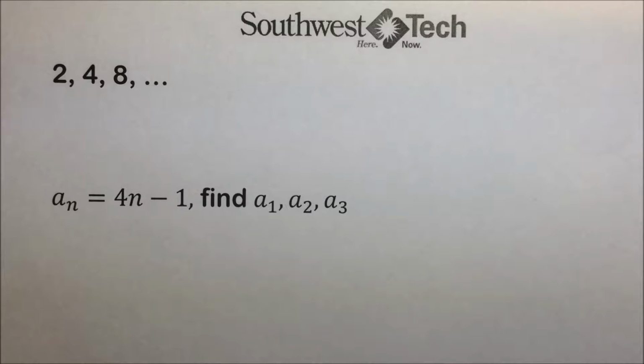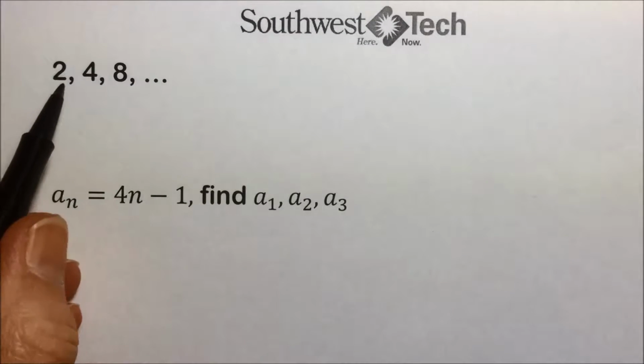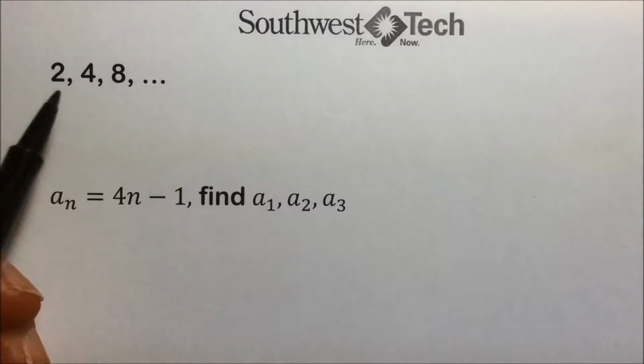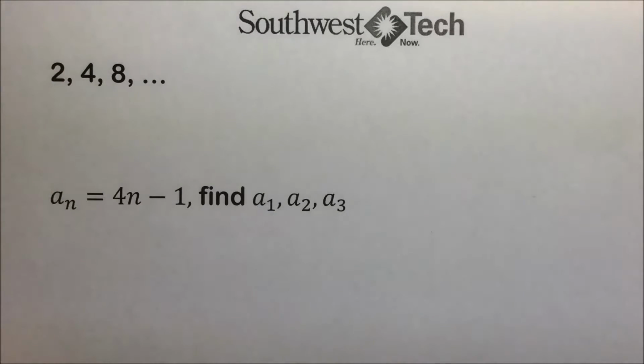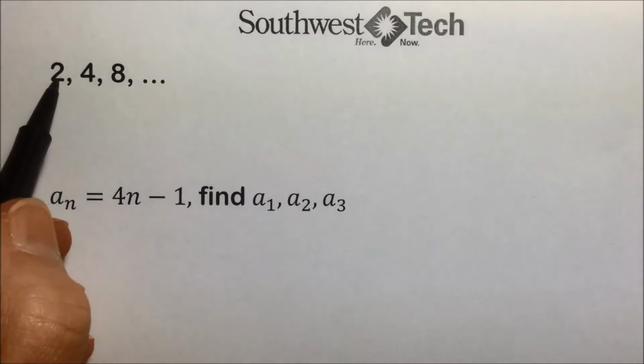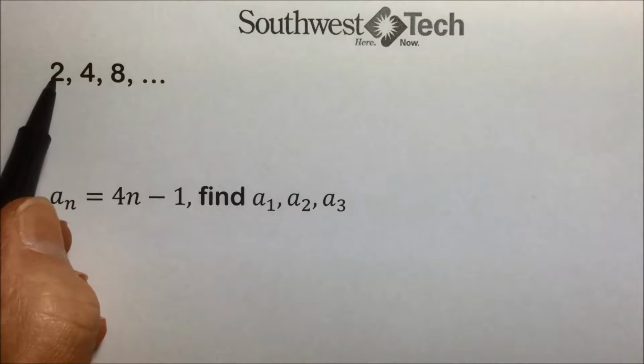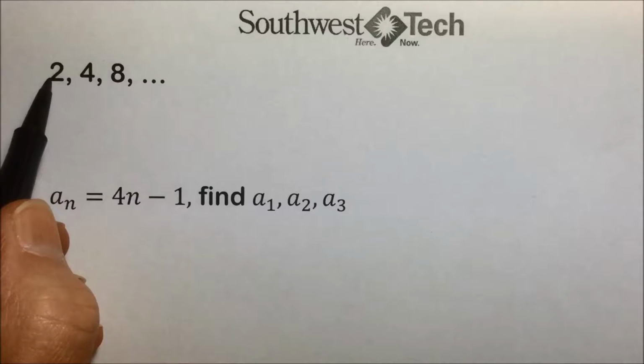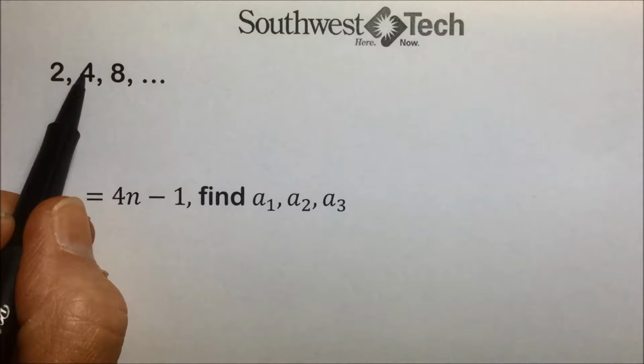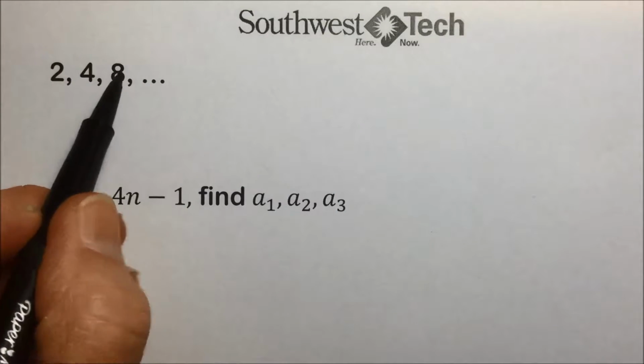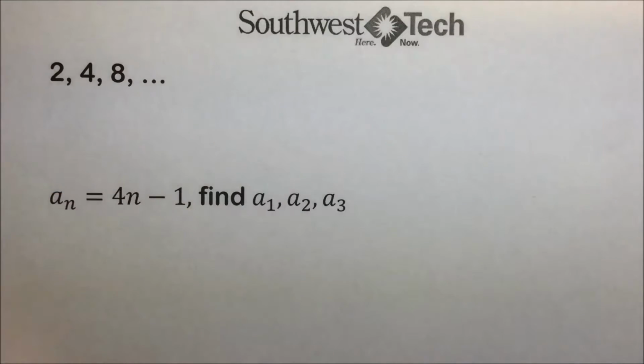Intermediate Algebra, Section 11.1, Sequences and Series. A sequence is quite simply an ordered list, and here I have an example of 2, 4, 8 with an ellipsis, meaning it continues on in this pattern. If we look closely, each one of the previous numbers appears to be doubling. 2 doubled is 4, 4 times 2 doubled is 8, 8 times 2 is 16, and so on.